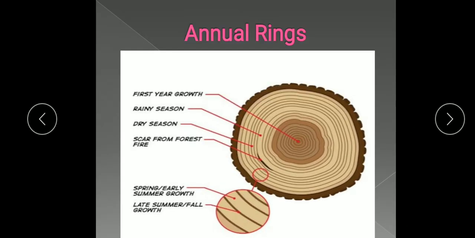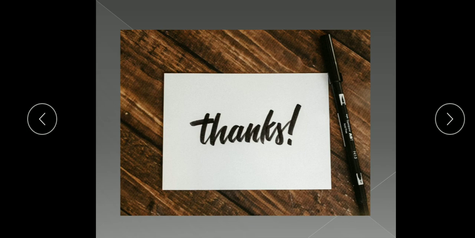So understood children? This is the annual ring, how it is formed and what is the importance of the annual ring. So students, we have completed all the topics here as per the syllabus, and you study it from the book also and ask your doubts.